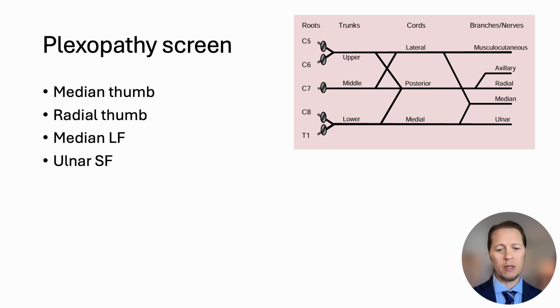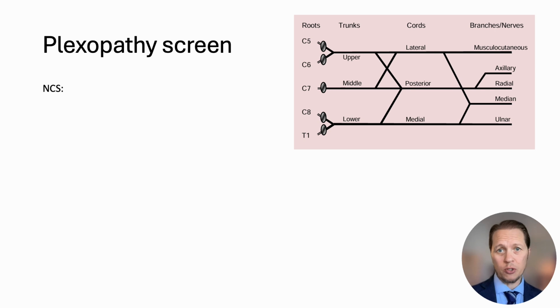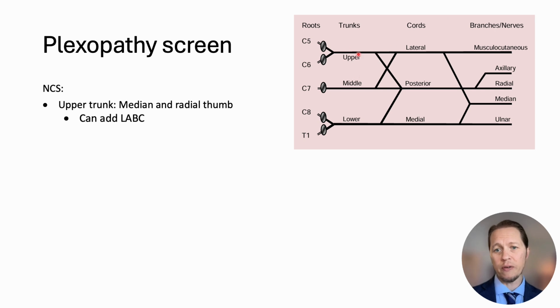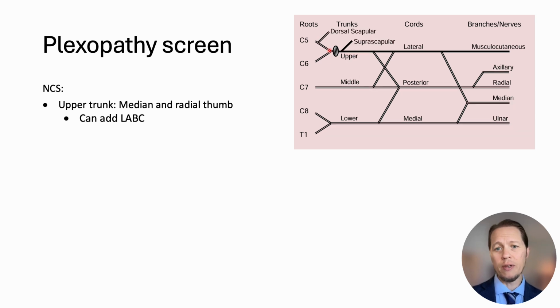When we do our standard plexopathy screen, we're usually doing the thumb, median and radial, the long finger or middle finger, median, and then the pinky, the ulnar. And why do we do this? Well, if we have an upper trunk injury, those are the nerves that are going to get knocked out. So you make sure you hit your sensory median and radial to the thumb. You can also add lateral antebrachial cutaneous sensory to the mix since it comes off over here as part of an upper trunk injury. There are some other ones that you can think of too if you want to do, right, suprascapular, do the supra- and infraspinatus. You can do musculocutaneous as well. But these are kind of the standards.